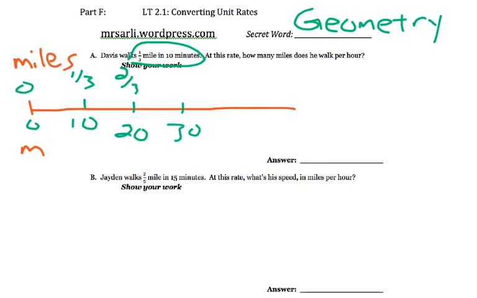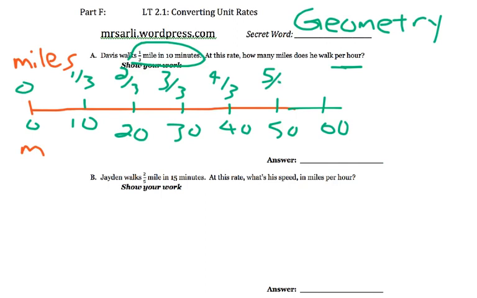My goal is in the problem. It says hours. So I know that I'm trying to get to 60 minutes. Cool. So I get 2/6, and that's how many miles he goes in an hour in 60 minutes. 6/3 is the same as 2. So Davis is walking super duper slow. He's going 2 miles every minute.